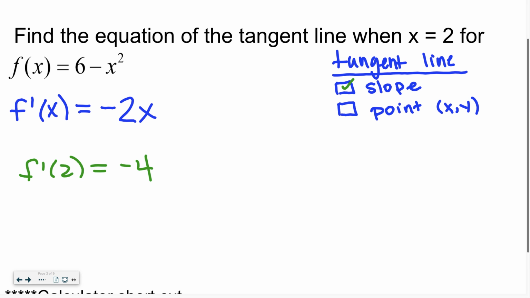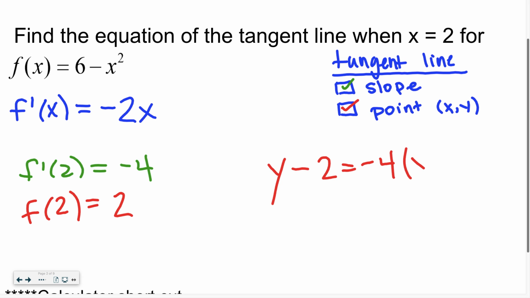Our point, what do we need from our point? We have x, we need y. And how do we find y? We have to go back to our original equation. So what is f of 2? 6 minus x squared. F of 2 is 2. So our tangent line equation is y minus 2 equals slope times x.